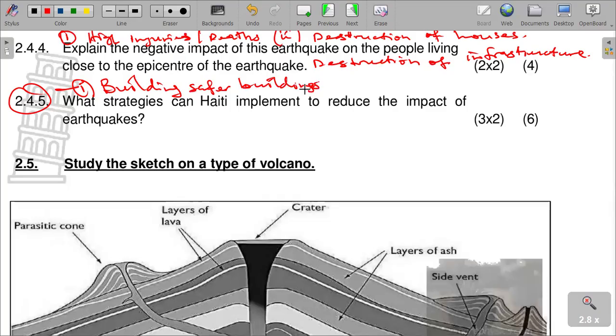We can also talk about the establishment of evacuation routes. Evacuation routes are very important. We can also talk about having first aid stations and volunteers and nurses.